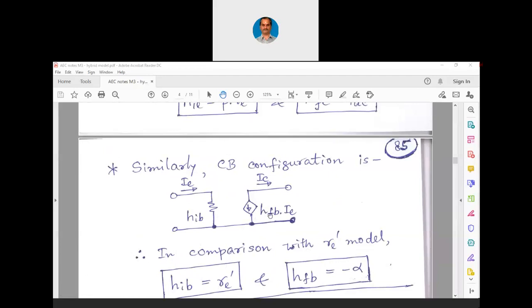In the case of BJT, we had used the current direction in the other way. Now you can see here also, in the common base model, current is going into the emitter in the case of a PNP transistor, and current is going out of the collector, considering the PNP transistor here. Now, as we have shown this particular diagram as current flowing down to ground, indicating that base is at ground. So in this particular model, we can write HF equals minus alpha.